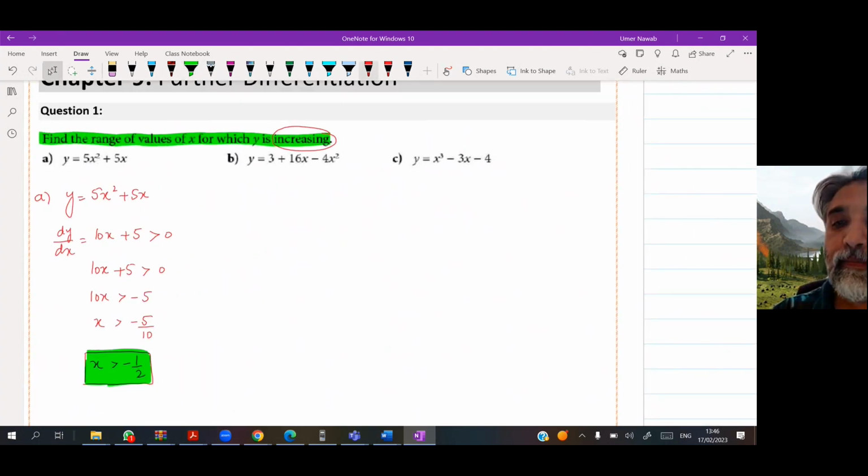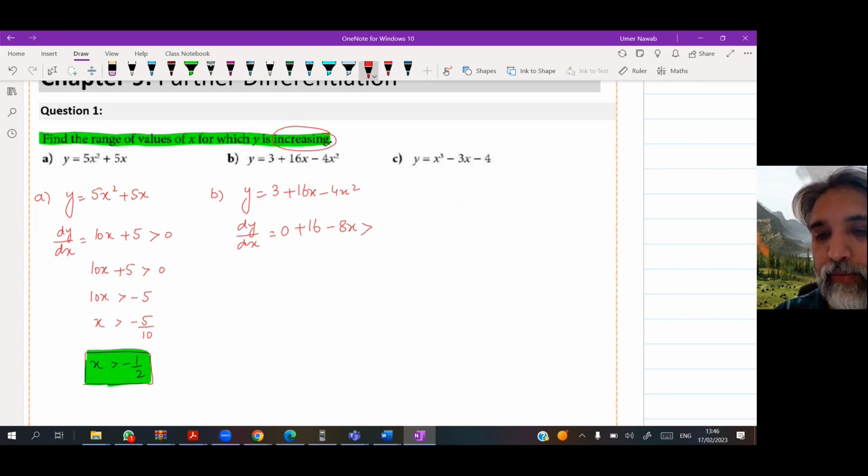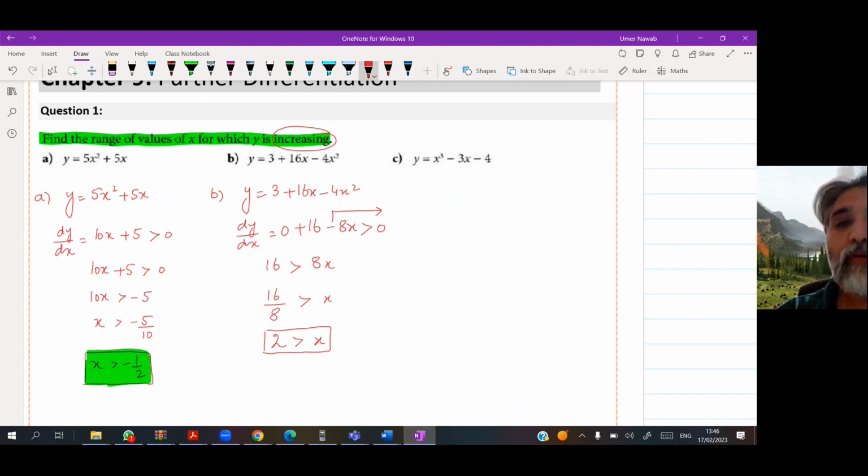Let's do the b part. In the b part, he gave you, again, a quadratic function. So let me take the derivative first. Derivative of 3 is 0, 16x gives 16, minus 8x. Again, he's asking you for an increasing function, so put it greater than 0. Send the minus 8x to the right. So as long as your x is less than 2, your function is increasing.